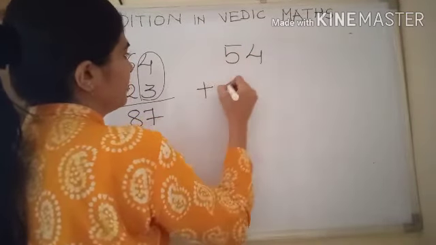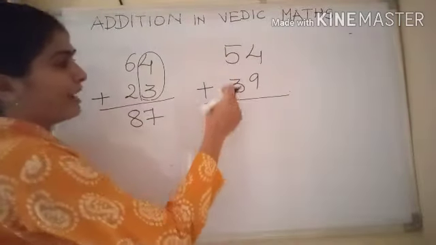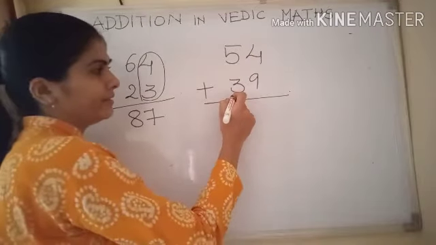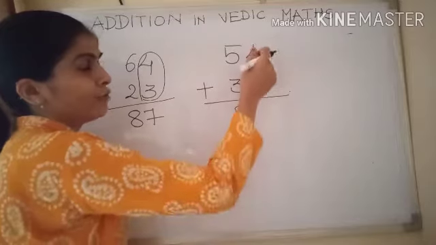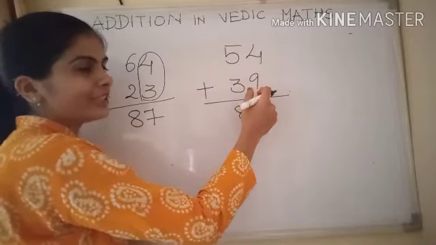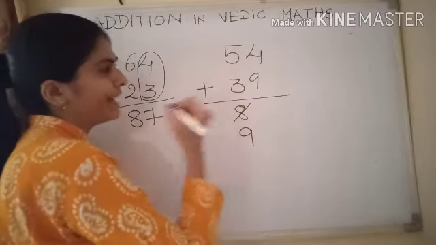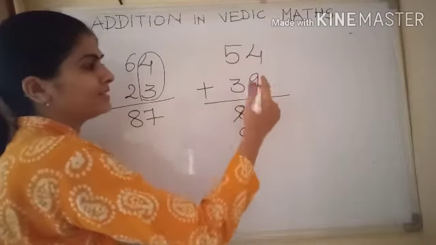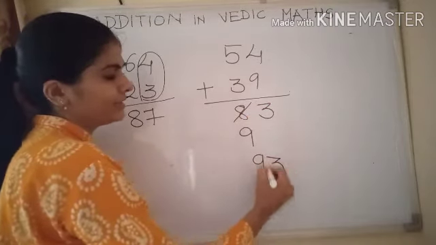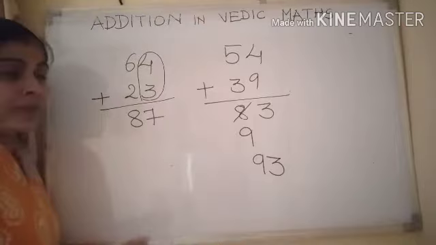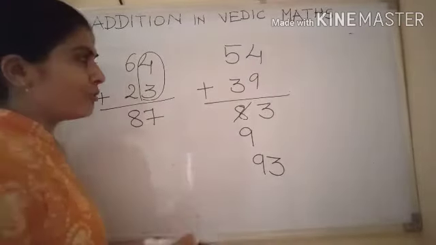54 plus 39. 5 plus 3 is 8, right? But let's have a look at the next pair. 4 and 9, that is 13, so it is a carry combination. So here instead of 8 we need to write 9, and 4 plus 9 is 13, so we need to write 3. So the answer is 93. Hope this 2-digit addition is clear in your mind.